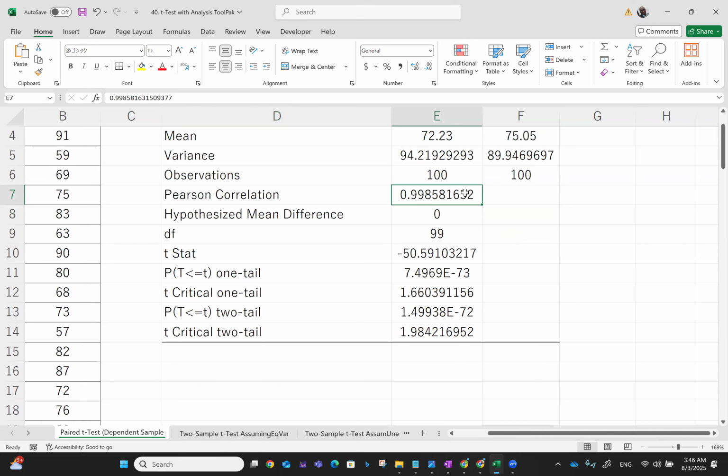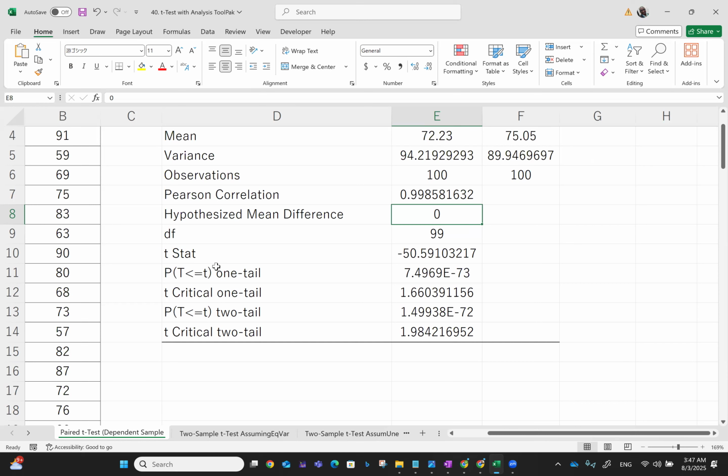So the score before and score after are strongly correlated, meaning that the higher the score before, the higher the score after, basically. Then we have the hypothesized mean difference, the assumed difference to test, which is often 0. We are saying that mu1 minus mu2, the sample for the score before is the same as the sample for the score after. Basically, that's the hypothesis. Then we have the degrees of freedom, which is used to determine the critical value of t, right?